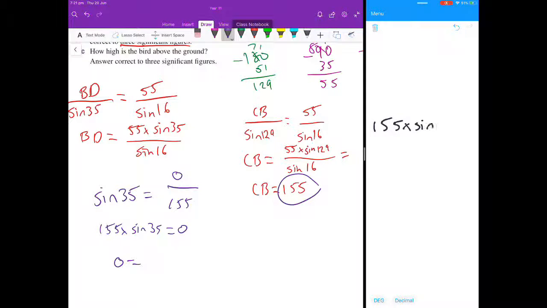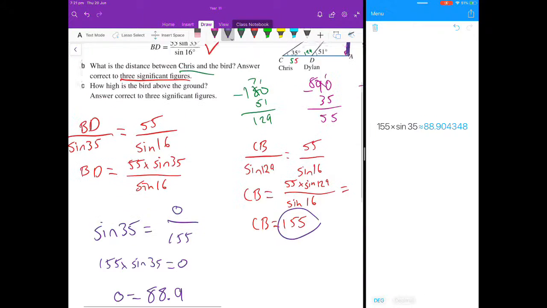And let's see where we ended up. So we've got 88.9. So 1, 2, and 3 significant figures. And next question.